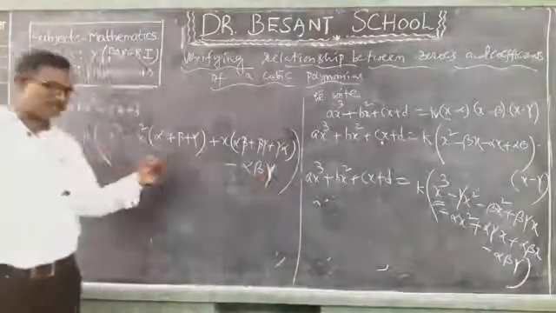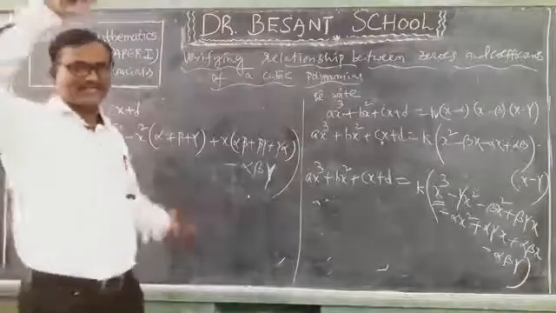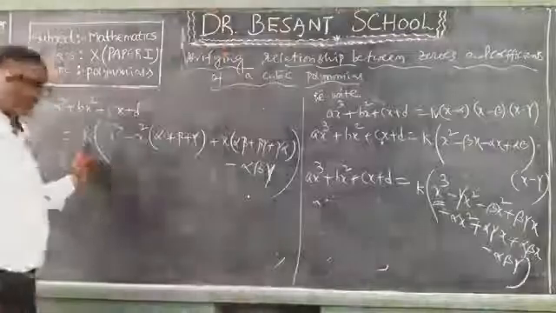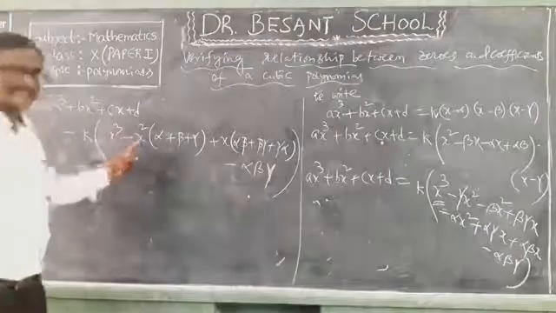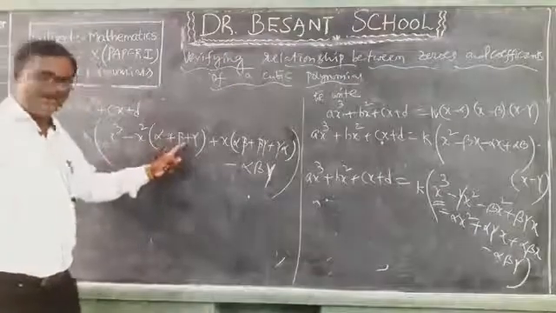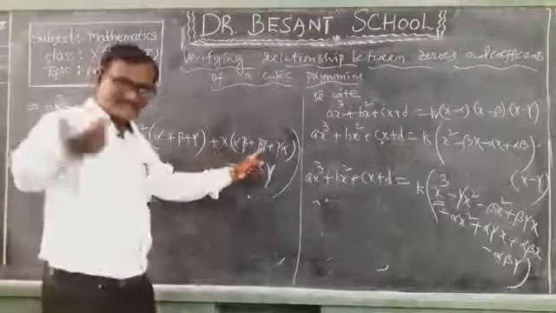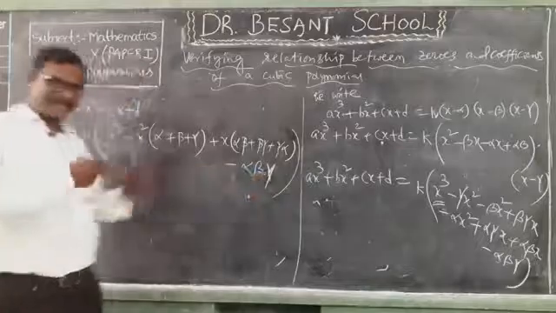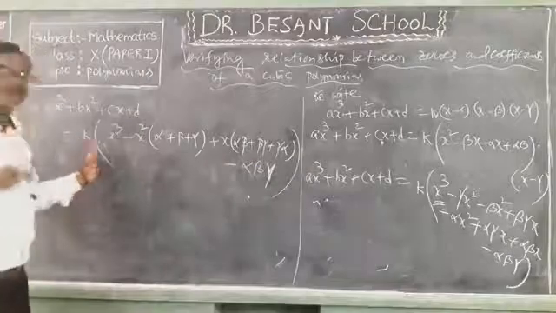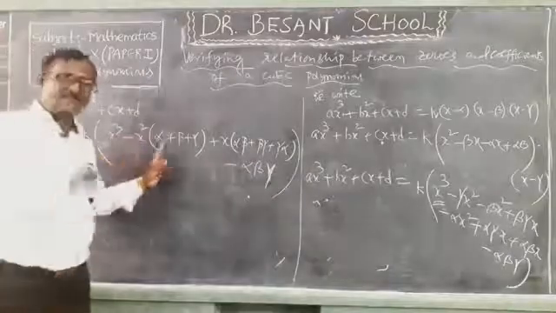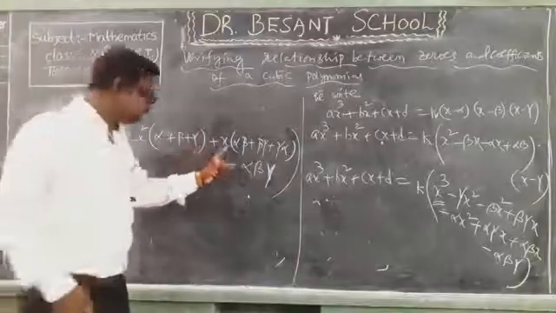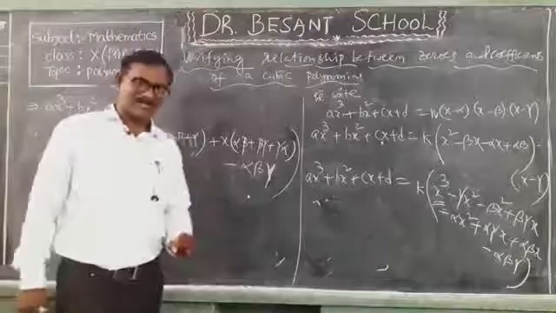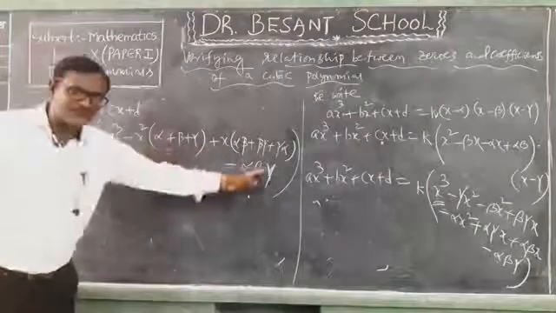So later we can use this formula to find a cubic polynomial when the zeros alpha, beta, gamma are given in our coming problems. k into x cube minus x square into (alpha plus beta plus gamma) plus x into (alpha beta plus beta gamma plus gamma alpha) minus alpha beta gamma. I am asking you to learn this formula by heart.